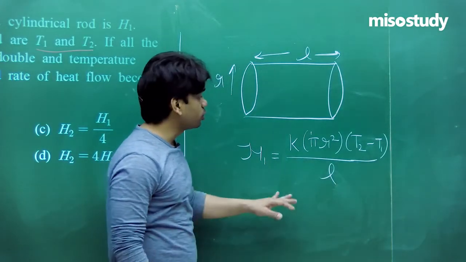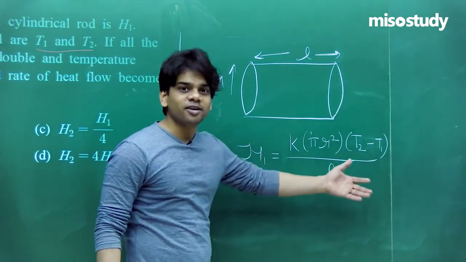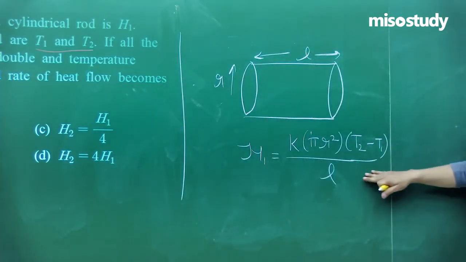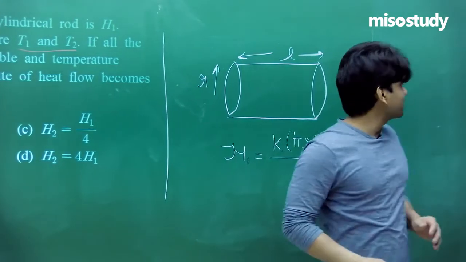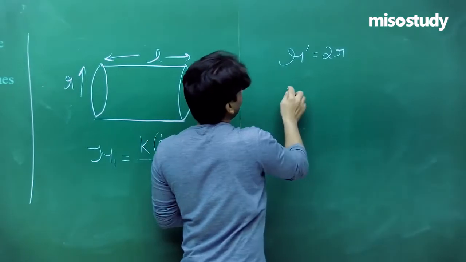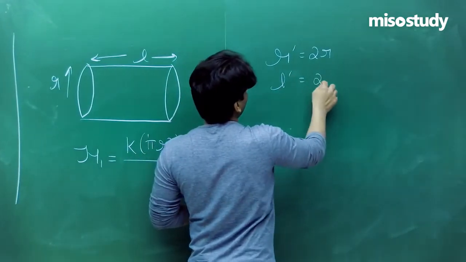So before that, what to do, just take note till here. Let me write at the other end with new values, take note till here. Now you see here in this formula, I am putting up the new value of radius. The new radius R dash will be equal to twice of R, and new value of length L dash will be equal to twice of L.